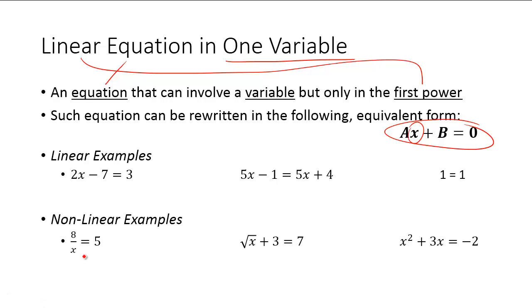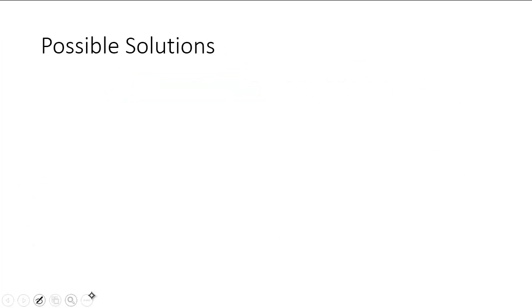Nonlinear examples, however, would have x, or whatever your variable is called, in various powers. A root is a type of power, and a square is a power, and when you put a variable in the denominator, it's actually a negative power. So these are nonlinear examples. But let's focus on linear examples. For linear examples, you have some possible solutions. Let's look at those three examples that we looked at before.